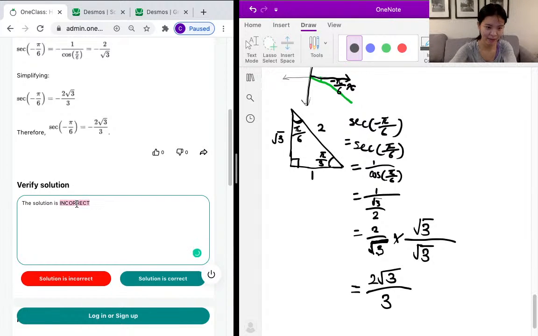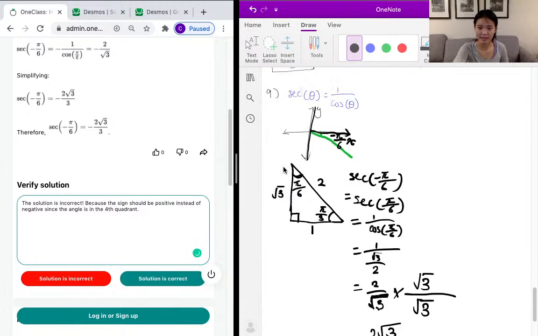I don't need to capitalize it. That's what I meant to capitalize. So let's say the solution is incorrect because positive instead of negative. So the angle, or the reference angle, or let's just say the angle, is in the 4th quadrant.